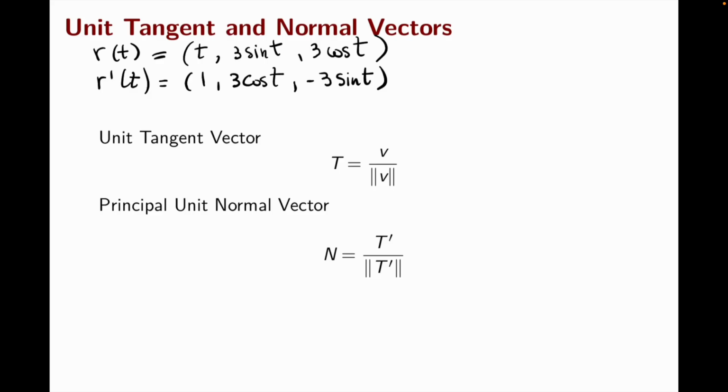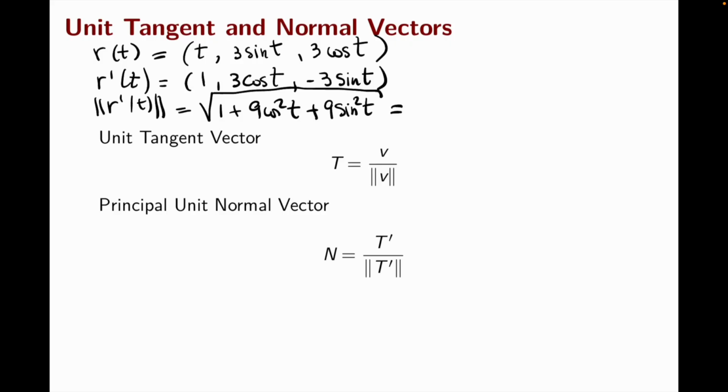Now we had the velocity, and we need the norm of this vector, the norm of the velocity. Well, the norm is going to be the square root of 1 squared plus 3 cosine of t squared, which is 9 cosine squared, plus minus 3 sine of t squared, which is 9 sine squared of t. Taking 9 as a common factor, we get that this is equal to 1 plus 9, which is just 10.